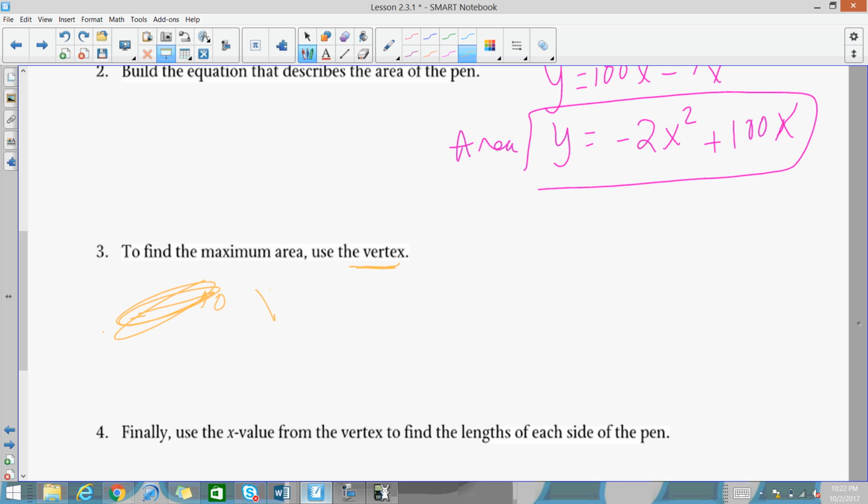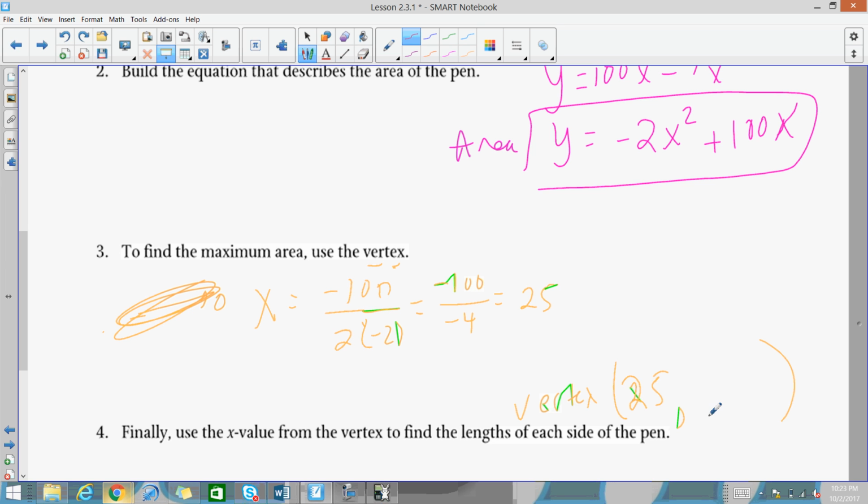Negative 100 over 2a, so 2 times negative 4. I don't know why this is doing this. There we go. So when we simplify it, it's going to be negative 100 over negative 4, which simplifies to 25. So we have an x value of our vertex of 25. Vertex equals 25, comma, something.